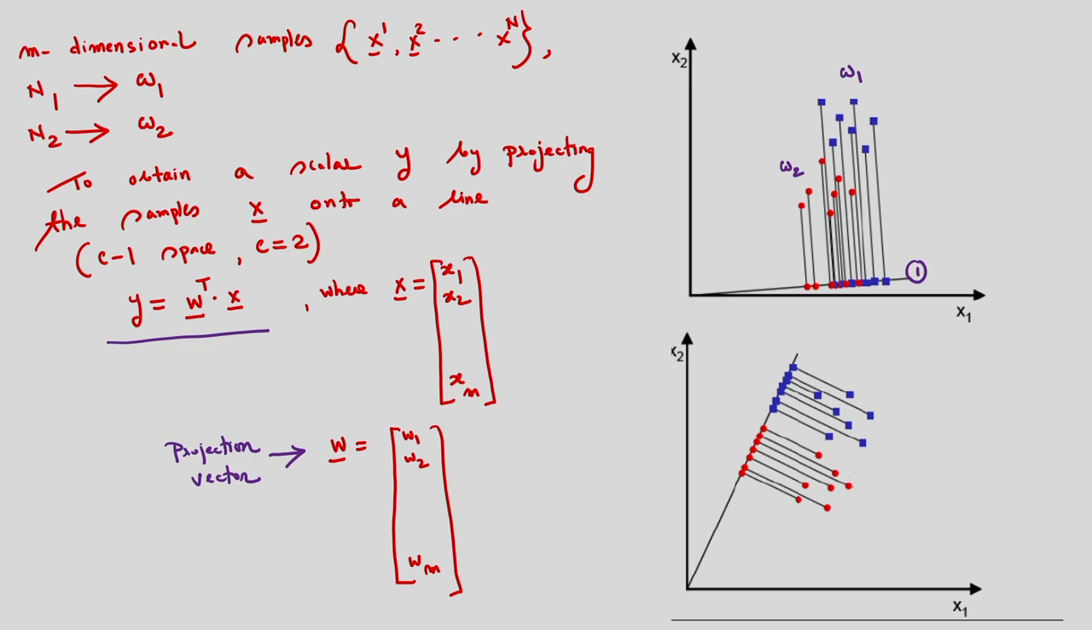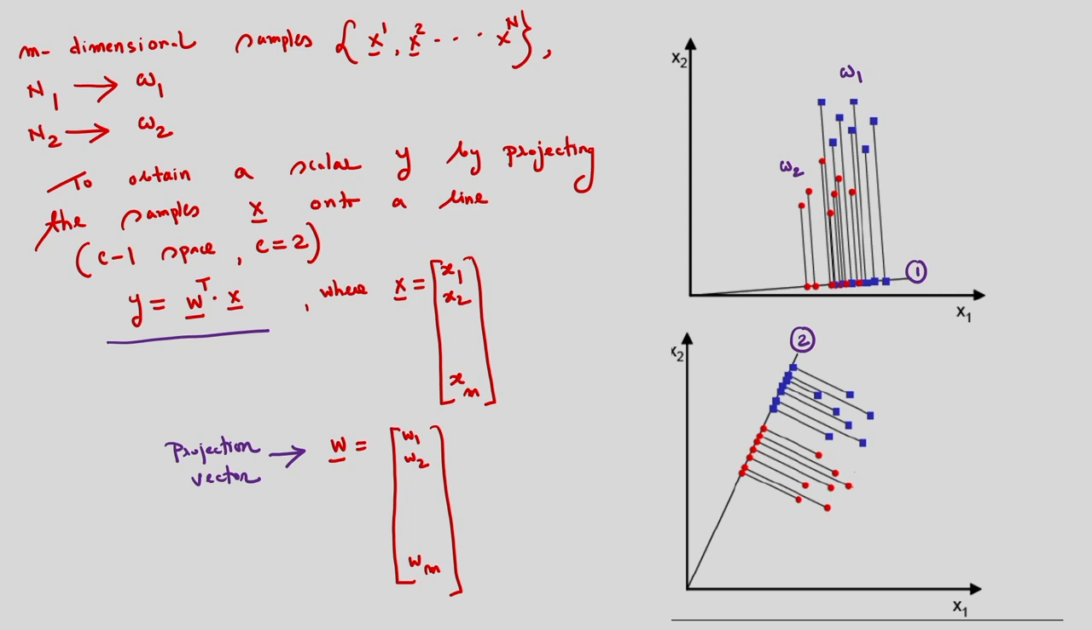And if I consider the second figure, I am considering the projection direction 2. Corresponding to this projection direction 2, the samples of the two classes are well separated. That means, which one is the best projection direction? The best projection direction is direction 2. Direction 1 is not a good projection direction because overlapping takes place. So, we have to consider the projection direction 2.